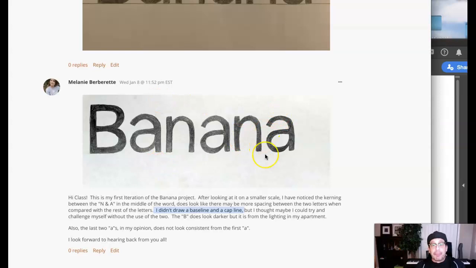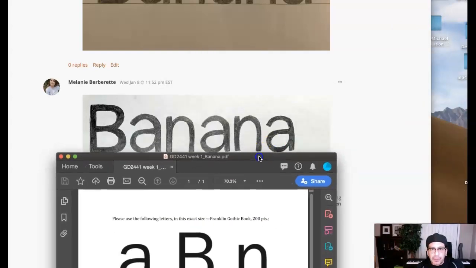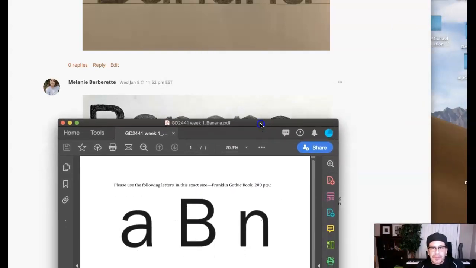Okay, so you've got pretty good baseline, mean line, cap line. You've got to draw the baseline, mean line, cap line. I mean, baseline looks like you got down really well. You do, but let's take a look at the mean line.